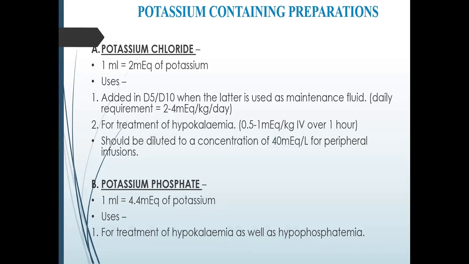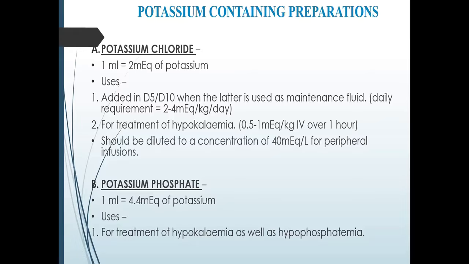Potassium chloride is also used for the treatment of hypokalemia at a dose of 0.5 to 1 milliequivalents per kg IV over 1 hour. While giving it through peripheral venous access, we have to dilute the total fluid to a concentration of 40 milliequivalents per liter. While if we have a central venous access, we can use concentrations of up to 60 to 80 milliequivalents per liter.